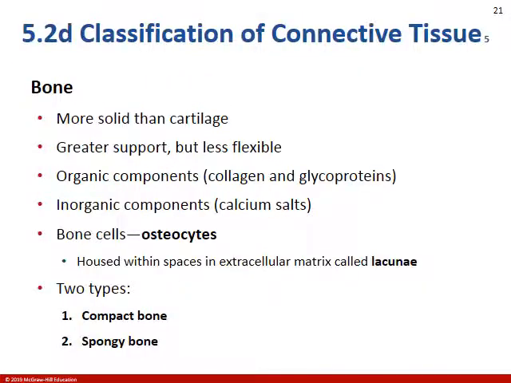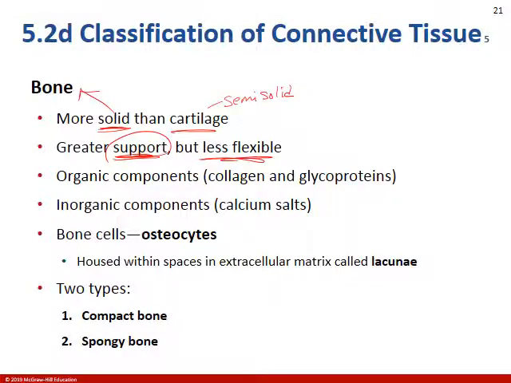So bone is a connective tissue. It's more solid than cartilage, but it gives greater support. Remember, we kept saying cartilage is semi-solid. Now we're going to talk about bone, which is solid, and as you become more solid, you have greater support, but less flexibility.